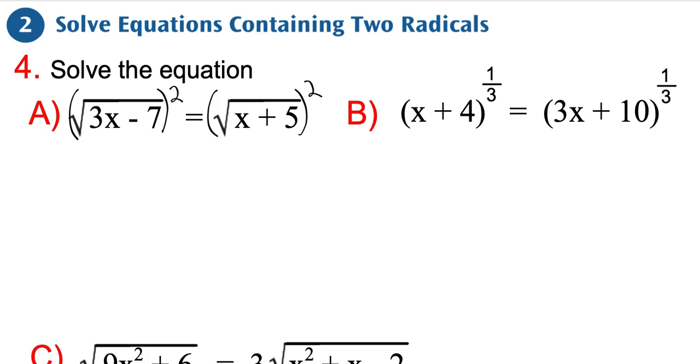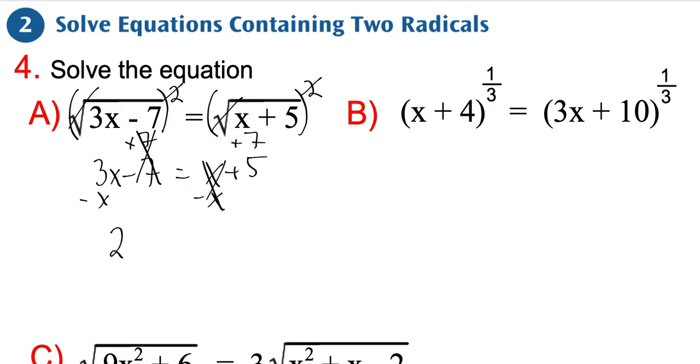And now what happens when I square this? Well, it takes care of the square root. Same thing on the right. That takes care of the square root. All right? So now we just work to get the x's by themselves. So minus x plus 7. Okay, that gets rid of those. That gets rid of those. We have a 2x equals 12. And divide by 2, x equals 6. Okay? And that's going to work.